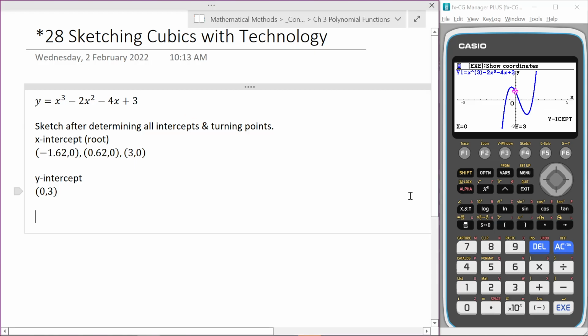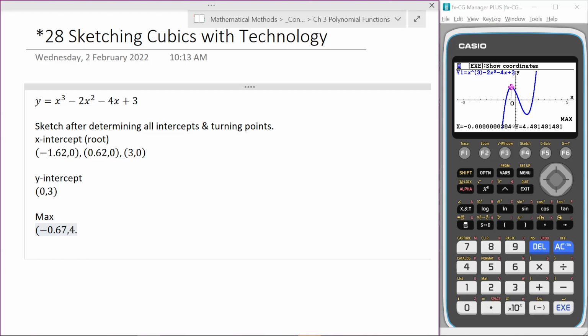So now we need to find the mins and the max. You can see there's one maximum up here because it's like a frowny face, so it's the highest point, and then we've got a minimum down here. So let's use Shift G-solve, and let's find that maximum. Alrighty, so the next one is a max, and it is at -0.67, 4.48.